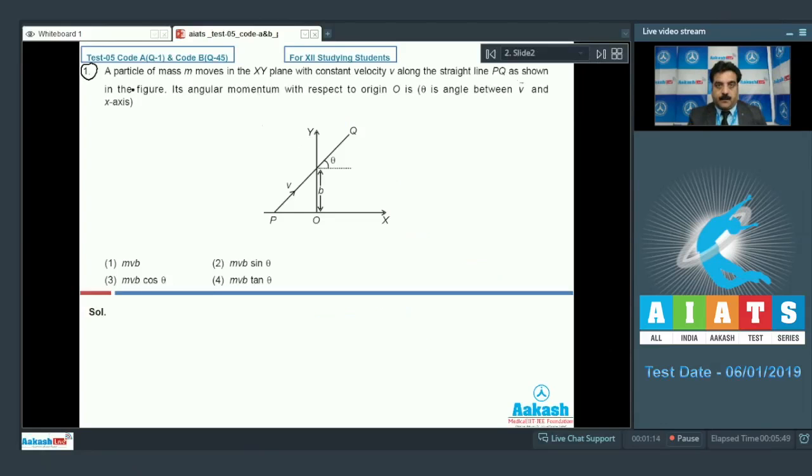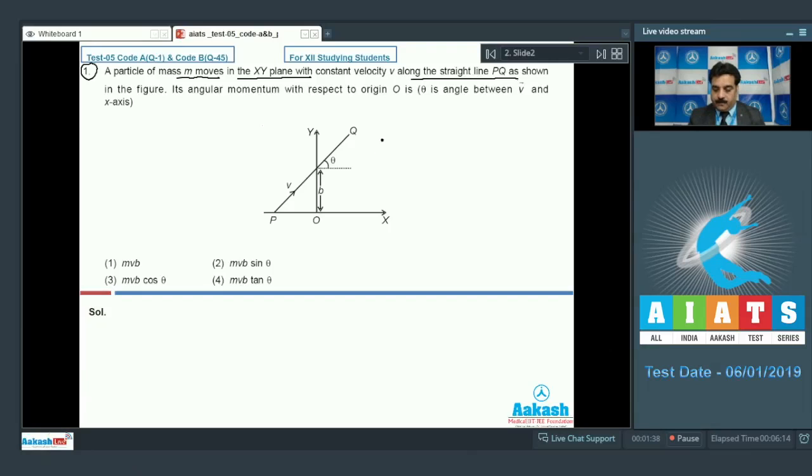Question number 1. A particle of mass m moves in the xy plane with constant velocity v along the straight line PQ as shown in the figure. Its angular momentum with respect to origin is... theta is the angle between velocity and x-axis.